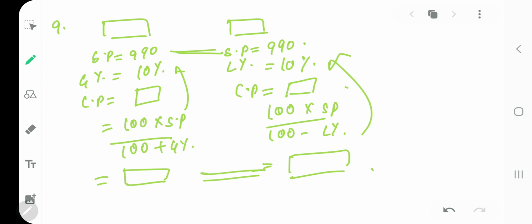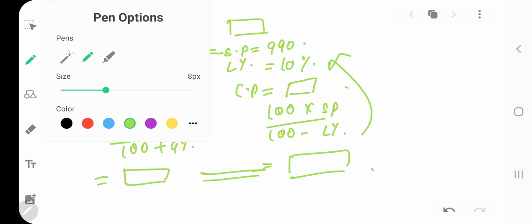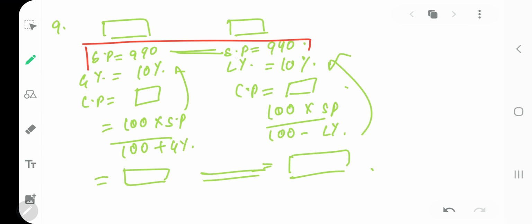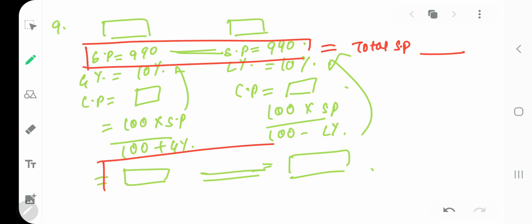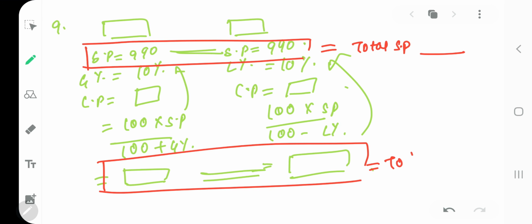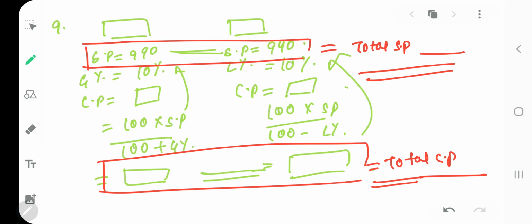Now what you have to do is add these SPs, find the total SP, and add these CPs and find the total CP. My dear kids, when you have total SP in your hand and total CP in your hand, you have to compare and find the total loss or gain. Now you will get total SP as 1980 and total CP, I guess, as 2000. And naturally CP is greater than SP.